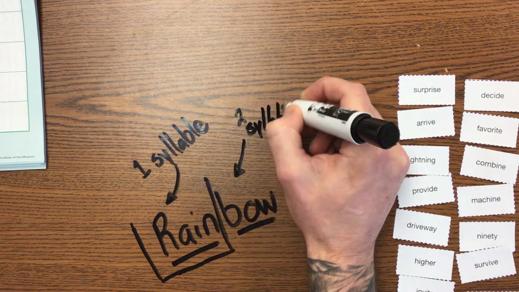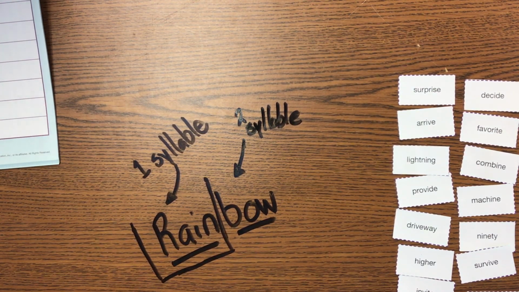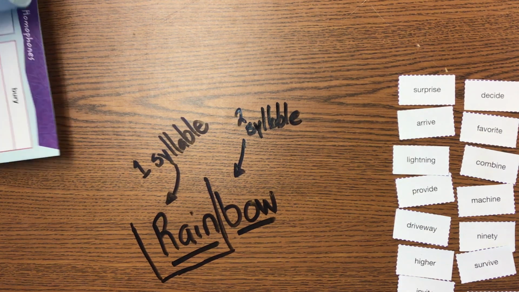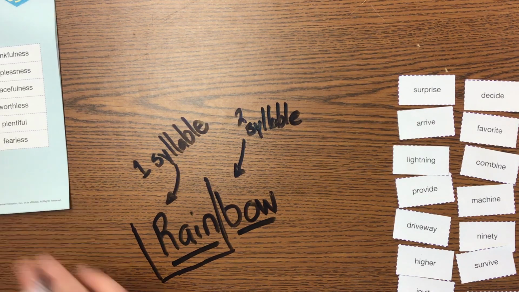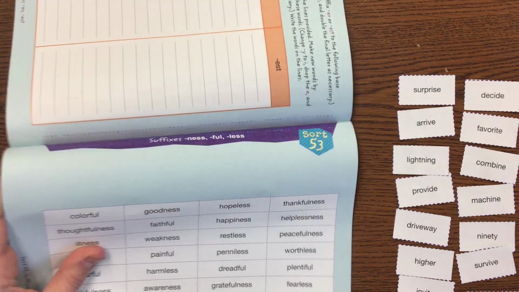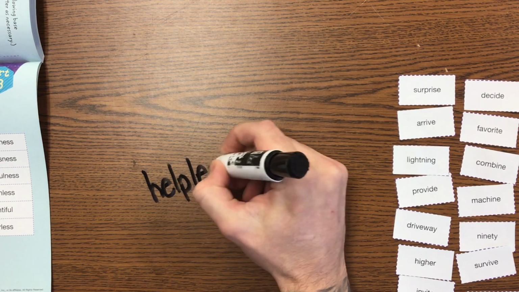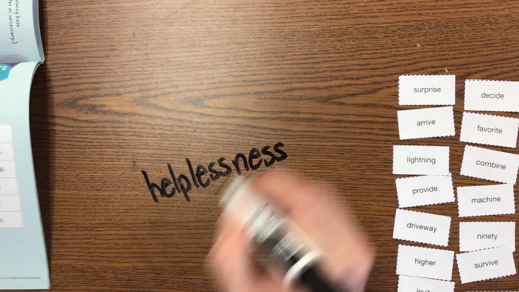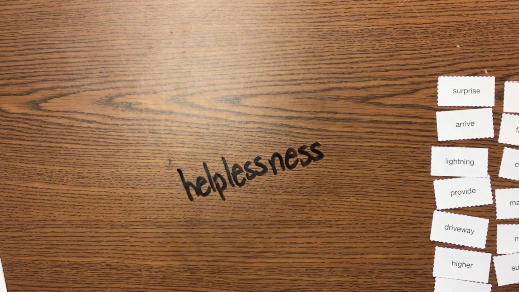Now again, there are certain words that have more than 2 syllables, but for now, we're going to be looking at 2-syllable words. That's something we're going to be looking at for a little while. But later, if I go to sort 53, you're going to see something like this: helplessness. We're not going to be looking at words that have 3 syllables until later this year, but this shows you how you would find syllables.